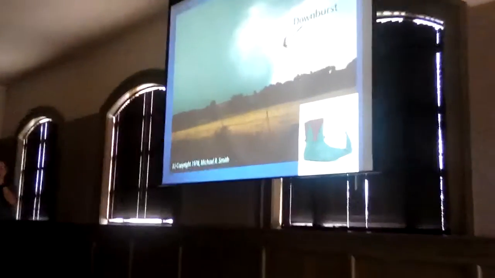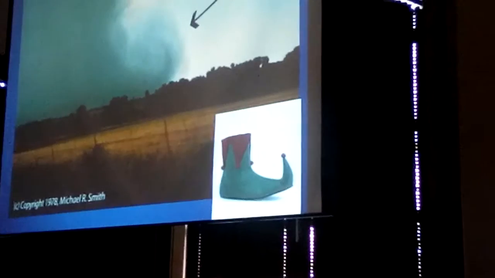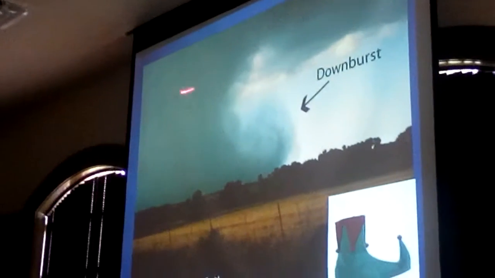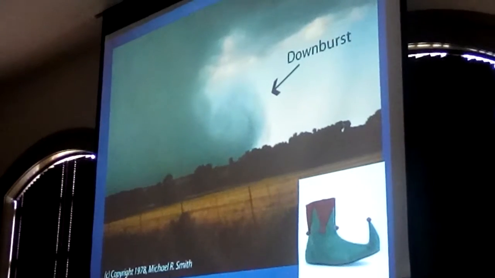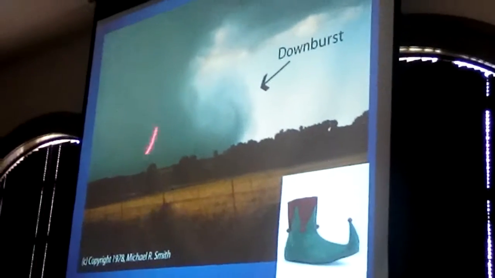All right, so take a look at this example. See it? Looks like a shoe. I've got the cloud base here. What's this heavy gray area? Rain. And we call that a rain shaft. All right, now get ready for some great graphics and great drawing.